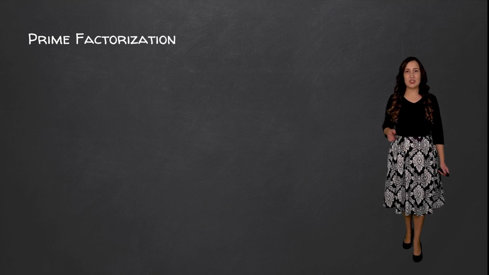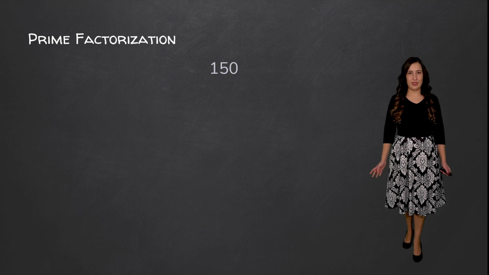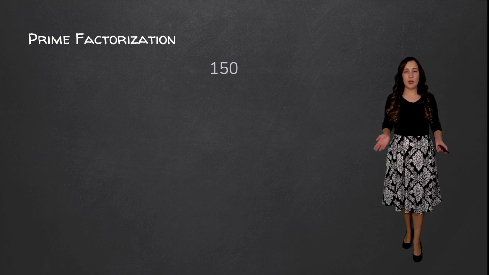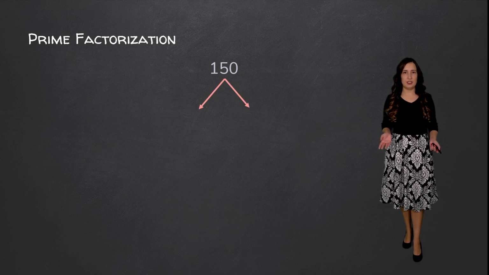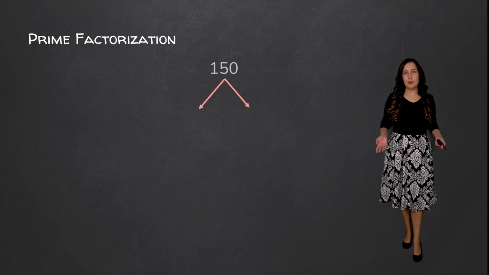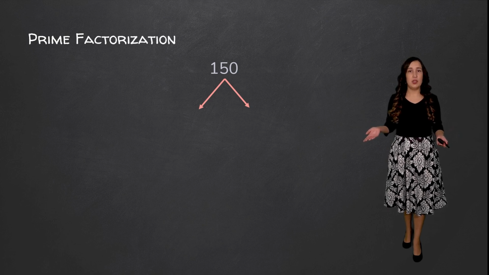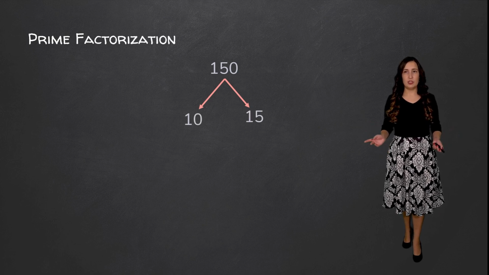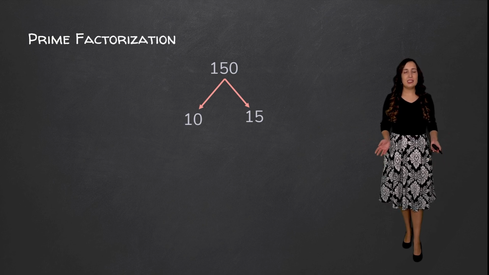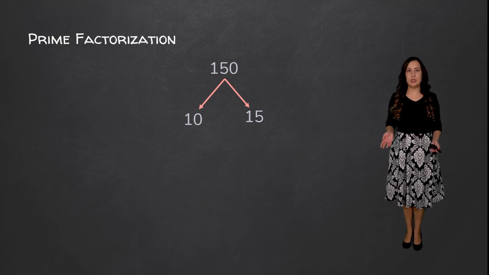So we're going to get started with the number 150. And first, we're going to break it down into two factors. And it doesn't really matter which two factors we use. At the end, we'll get the same answer, but you could pick any two factors. So I'm going to pick the factors 10 and 15. And that's because 10 times 15 is equal to 150. Now notice that these are not prime numbers yet, so we have to keep going, all right?